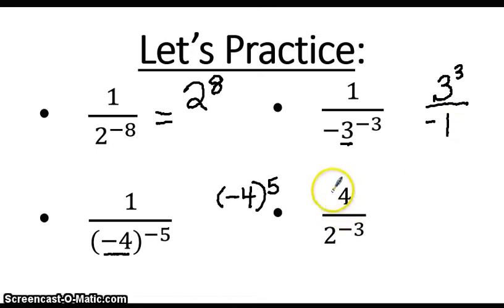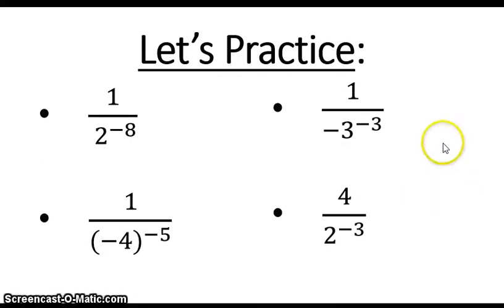Last example, we have 4 over 2 to the negative third power. The 4 will remain in the numerator because it has a positive exponent of 1, which means it is in its simplified position. We will also have to move the 2 to the numerator with the 4, changing its exponent from negative to positive and putting a multiplication sign in between. So 4 over 2 to the negative third power is the same as 4 times 2 to the third power.